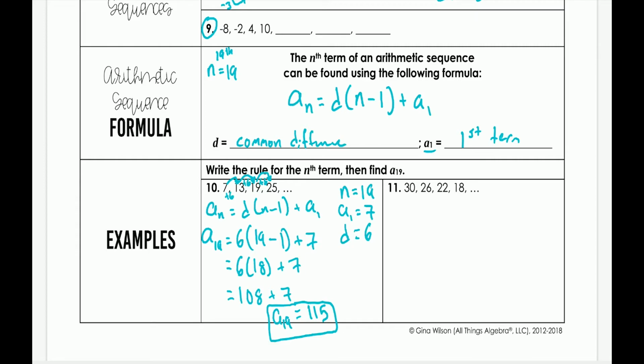It's going to take you a lot longer. So I want you to use the formula and try 11 by yourself. And whenever you do that, I want your problems to look exactly like number 10. So I need you to write, n is equal to blah. A sub 1 is equal to blah. D is equal to blah. And then start off by writing the formula. And then start working from there. So substitute everything in, solve it, and make sure that you put your final answer in a box. And let's move on to the second page.